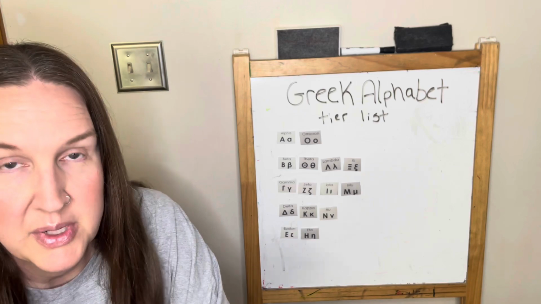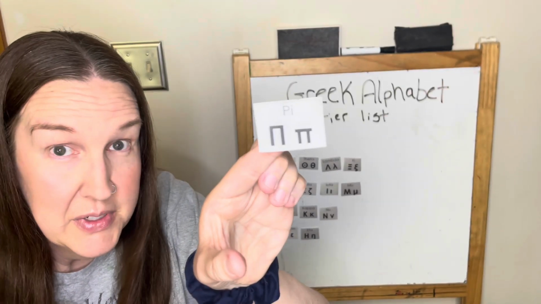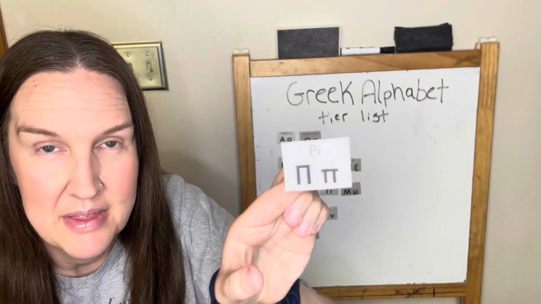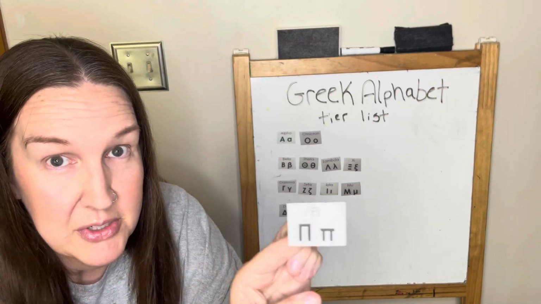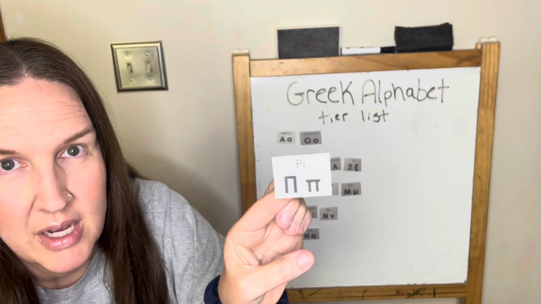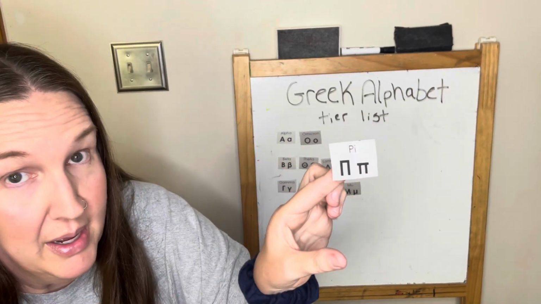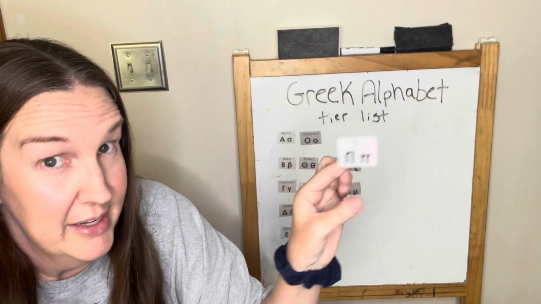Okay, our next one is Pi. Now some of you guys, if you are proficient in math, this may look familiar to you. The symbol right here is very similar to the pi symbol in math, 3.14, on and on and on. I like math, I like pi, I like this. So we're gonna put this in B tier, beta.